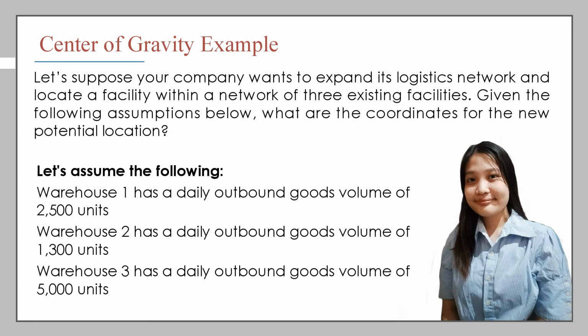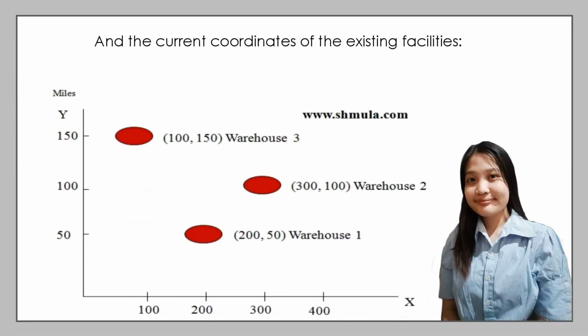Si Warehouse 2 po ay 1,300 units. And si Warehouse 3 po ay 5,000 units. So, and the current coordinates of the existing facilities ay naibigay na rin po. Si Warehouse 1 po ay 200 and then 50. Si Warehouse 2 po ay 300 and then 100. And si Warehouse 3 po ay 100 and 150.